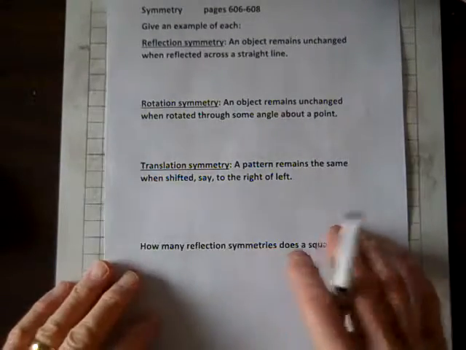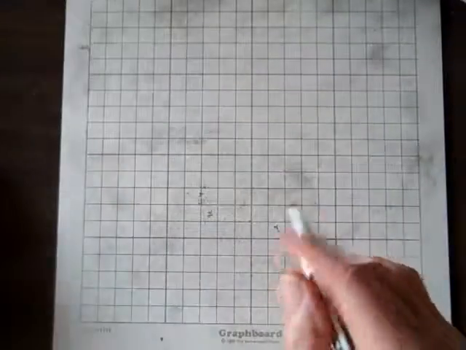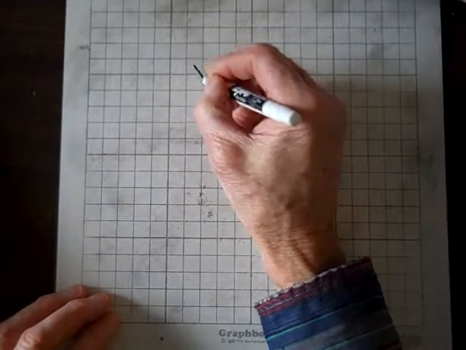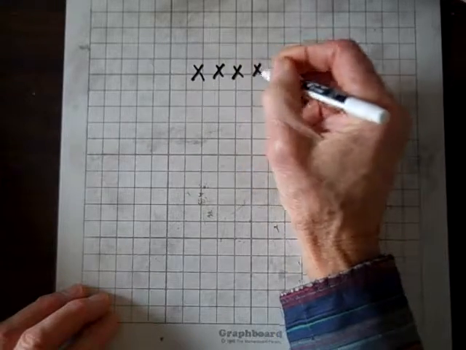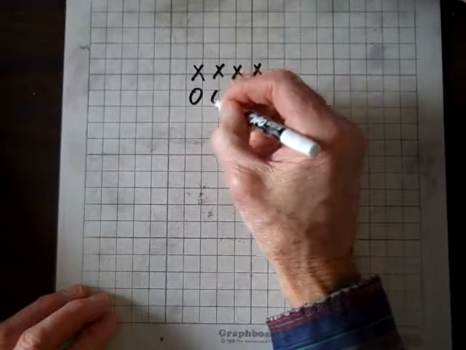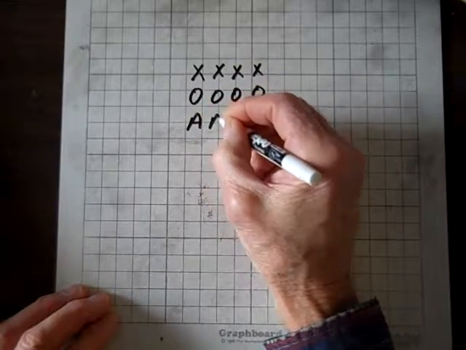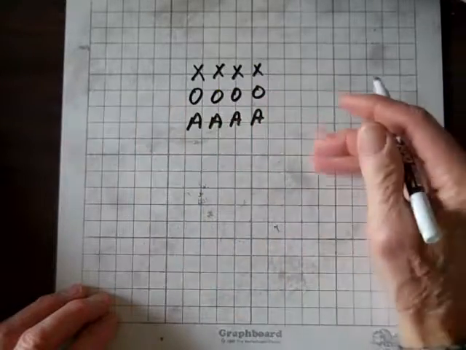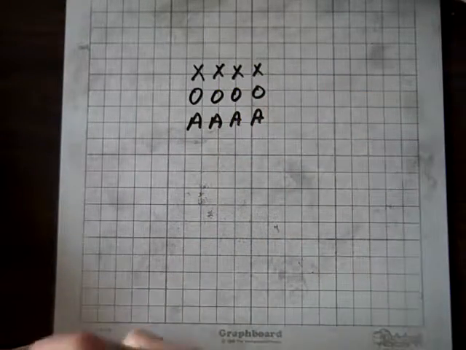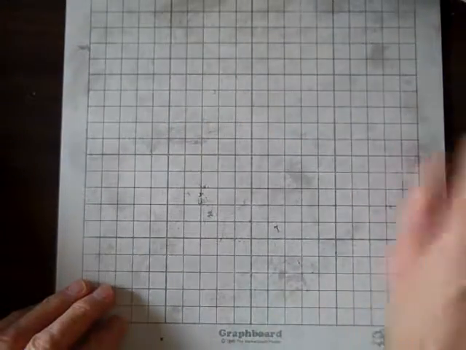translation symmetry. A pattern remains unchanged when shifted from left to right. Well, here are some patterns. How about the book shows X, X, X, and so on. And we could put O, O, O. We could put A. They all have translation symmetry. You could shift them left or right, and the pattern would remain the same.